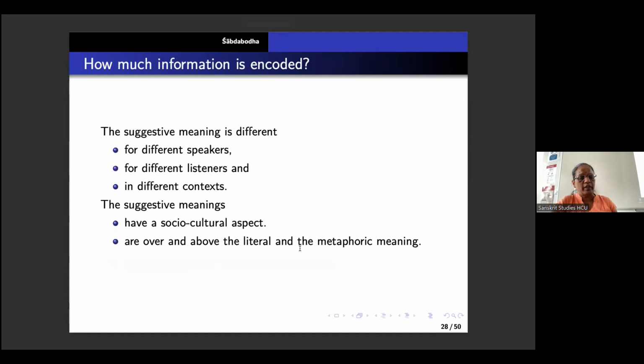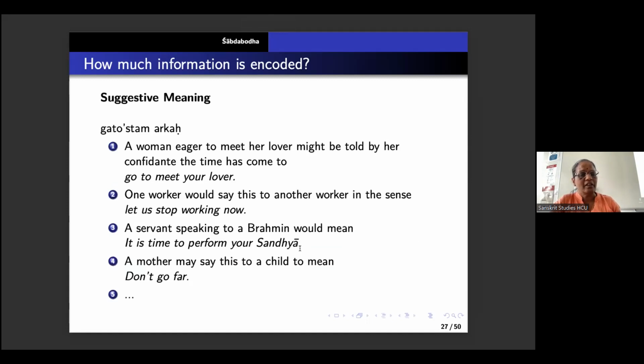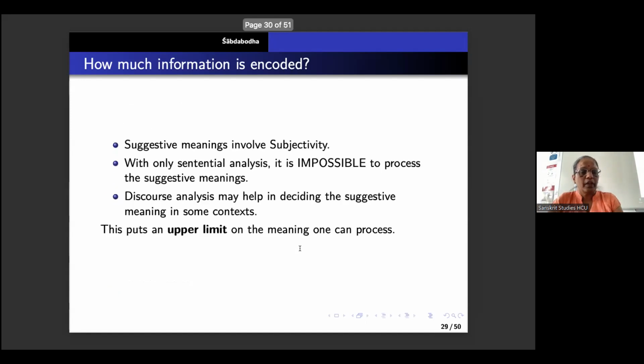So these suggestive meanings are over and above the literal and metaphoric meaning. Here, the sun is setting, the literal meaning is there, but in addition, there is some extra meaning, which is the suggestive meaning. So you are getting two meanings, one, the normal one, and then how does the machine know that here in this case, there is some extra meaning? Already one meaning it has processed. So how does it know that there is another meaning? It's only the context which will tell you.